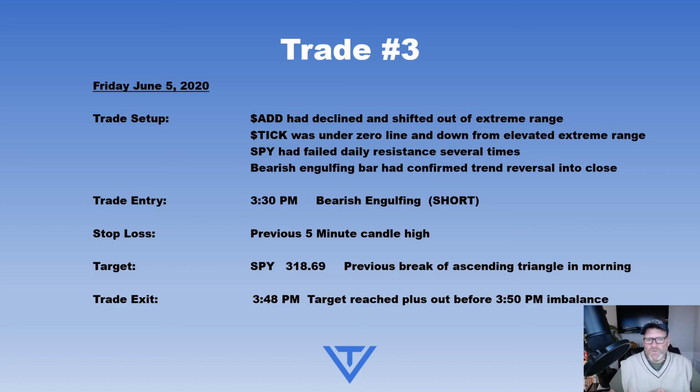We got into it short. Stop loss would have been the previous 5-minute candle high, okay? And so very short stop loss. The target 318.69, which was the previous break we had last time of our ascending triangle in the morning. And when you see the chart, you'll be able to see that.